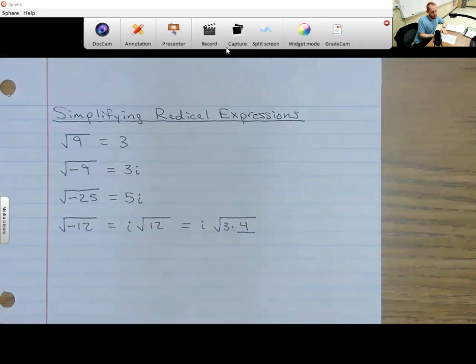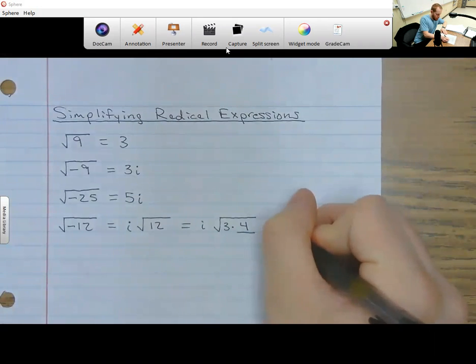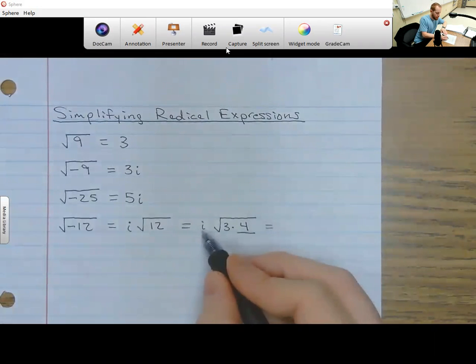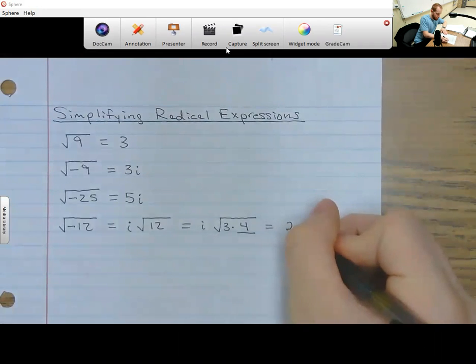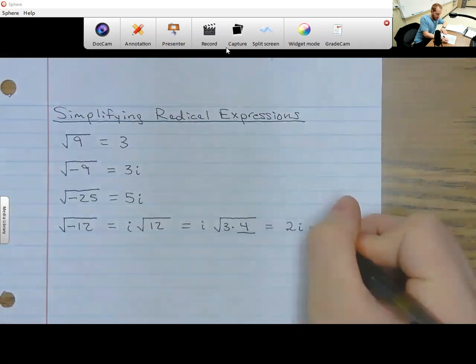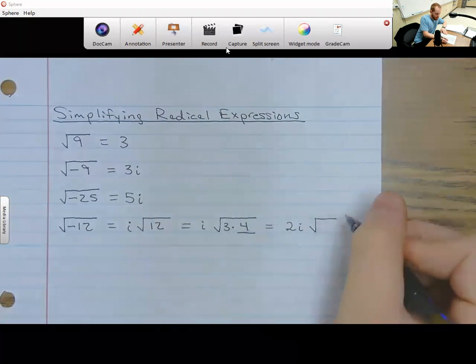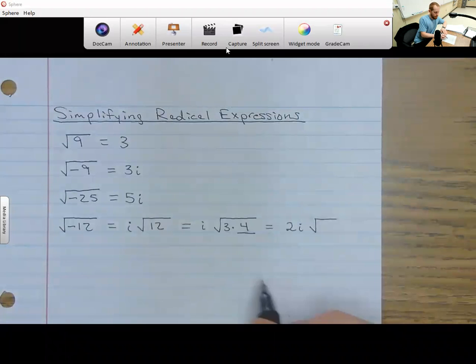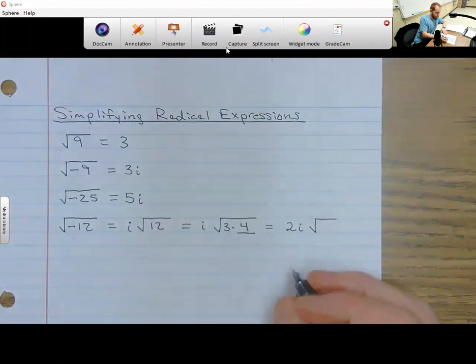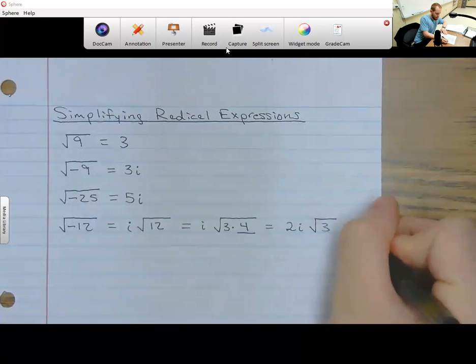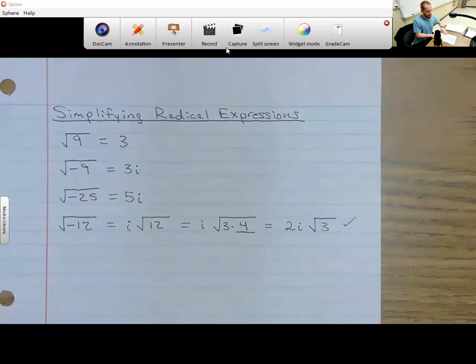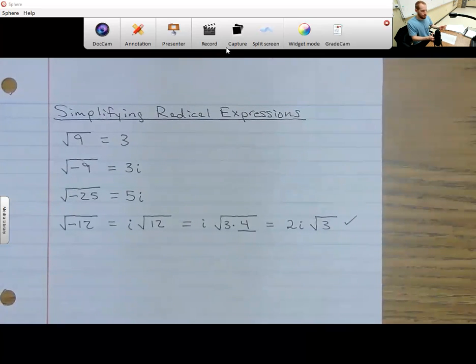So now what I can do is I can take the 4 out as a 2, because I know that the square root of 4 is going to be 2. So the 2 is going to come out and it's going to join the i on the outside. So now what is the only thing I have left under the radical? It's going to be that 3 that I wasn't able to take out. And then I'm done. So that's how we're going to simplify radical expressions.